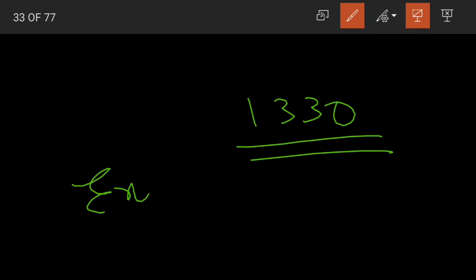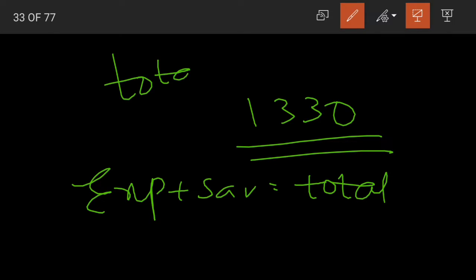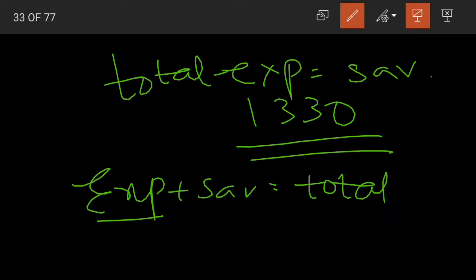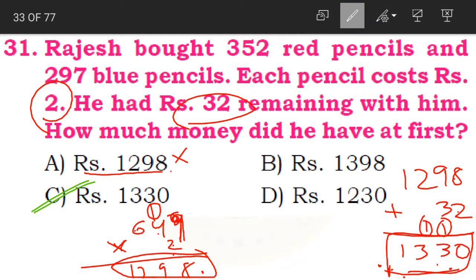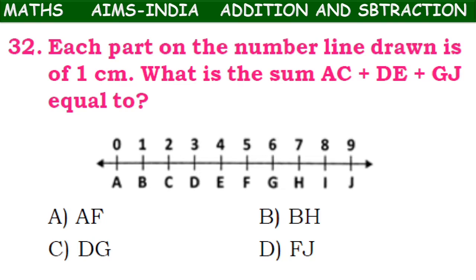The expenses plus savings gives us the total amount he had. Yes, total amount minus the expenses means what will we get? We'll get savings. In the same way, when we add whatever we have expended and whatever we have saved, we'll get the total amount we had. The correct answer is option C, 1330. Clear, children? Moving on to question number 32.